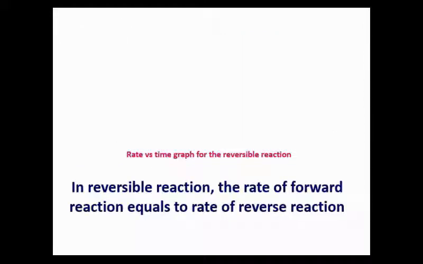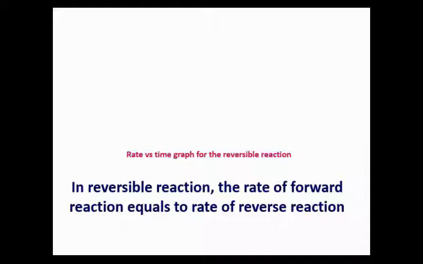We already looked at in the previous slide that there are 2 points that we can use to say whether the reversible reaction achieves equilibrium or not. The first point is the concentration of reactants and products remain the same once the reaction achieves equilibrium. The second point is in a reversible reaction, the rate of forward reaction equals the rate of reverse reaction when the reaction achieves equilibrium.